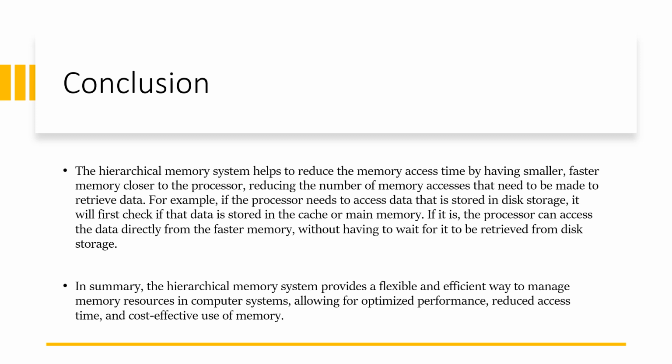memory closer to the processor, reducing the number of memory accesses that need to be made to retrieve data. For example, if the processor needs to access data that is stored in disk storage, it will first check if that data is stored in the cache or main memory. If it is, the processor can access the data directly from the faster memory, without having to wait for it to be retrieved from disk storage.